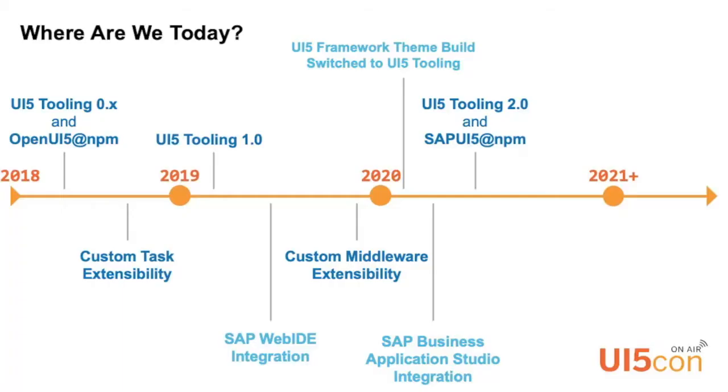Early this year, we switched the framework, the SAP internal UI5 framework build, the theme build actually, to the UI5 tooling. So we were able to get rid of a lot of legacy code there for the build and really switch to the same build that you can use for your own libraries out there. So this makes things easier for us, and also for you. You have the greatest theme build tool for UI5 available at your fingertips.